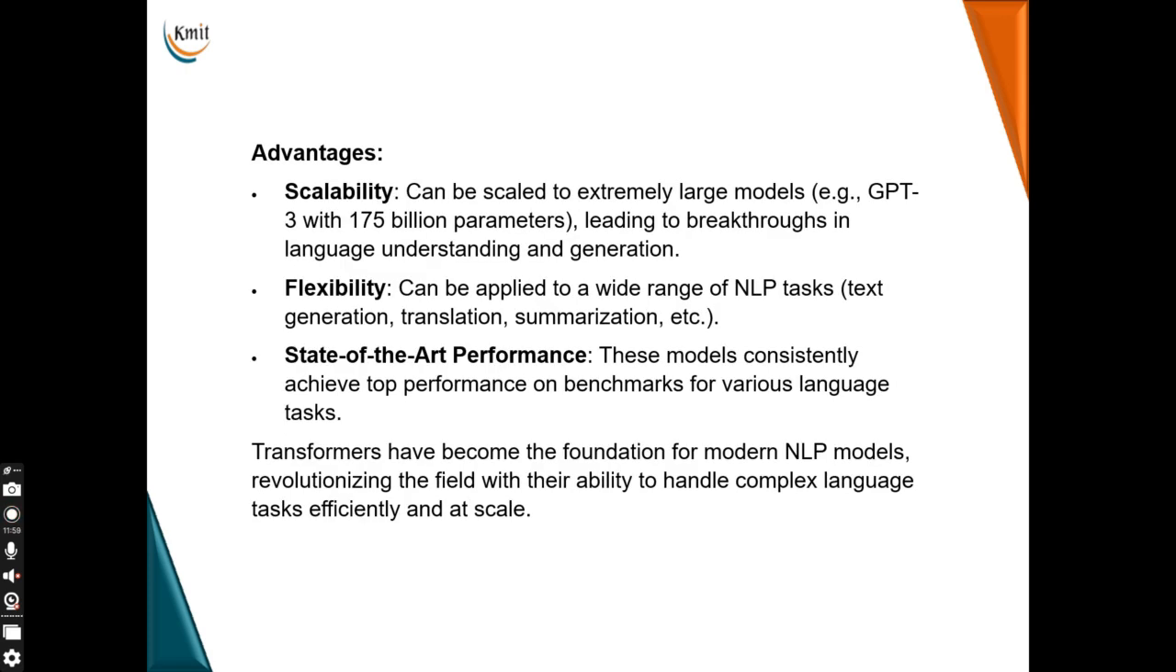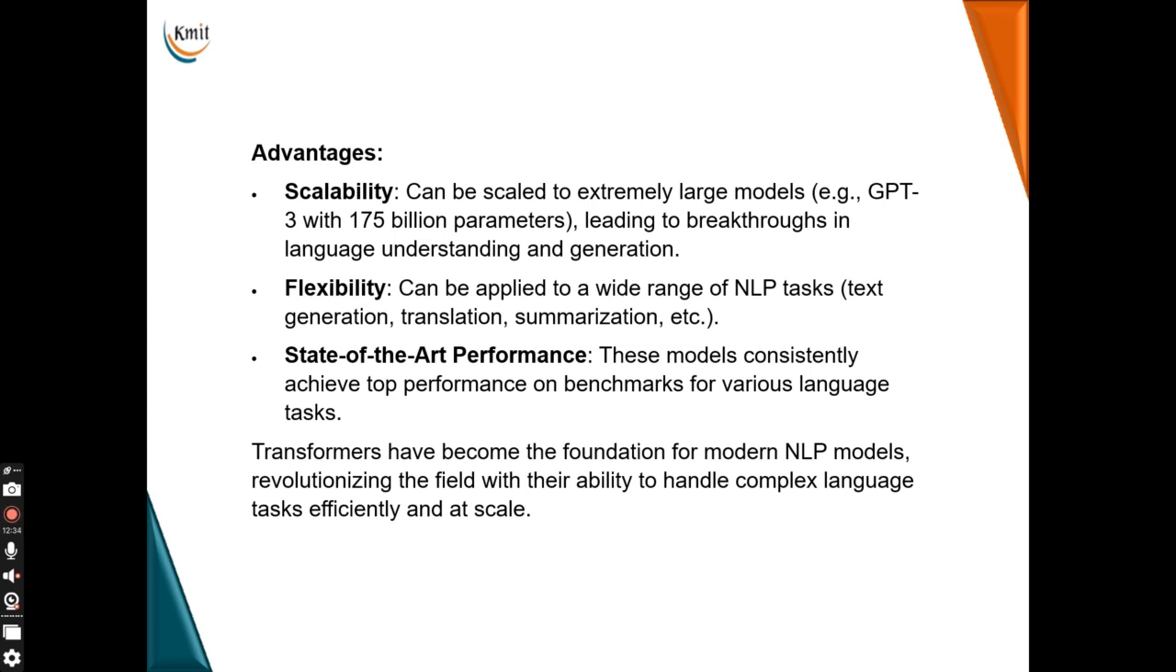What are the advantages of this transformer technique if I use the transformer model? First one, scalability. It can process the input sequence which has a huge number of parameters. For example, GPT-3 can process the input set or data set with almost 175 billion parameters, which is leading with every possible data set in the world.